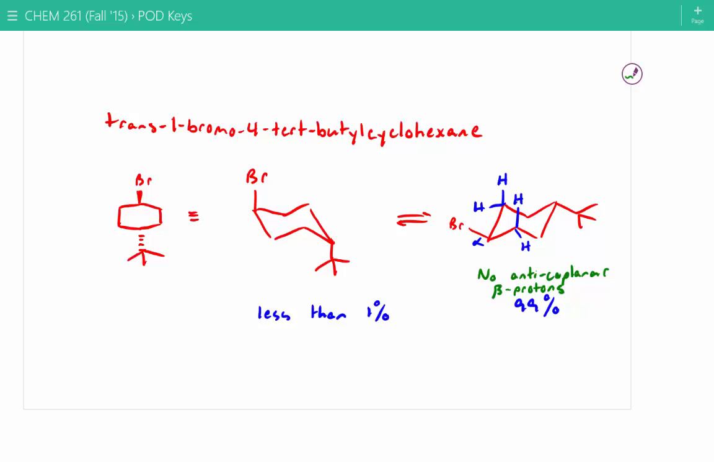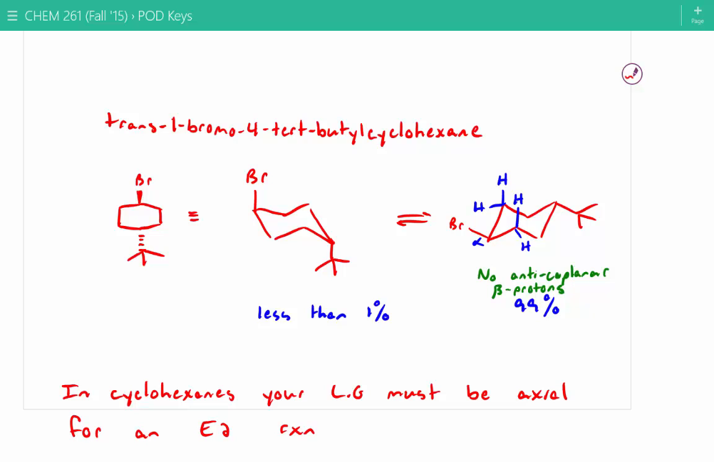So this is one of the unique examples where the boat conformation does matter for a cyclohexane. We just aren't going to spend too much time on boat conformations because most of the reactions we will see rely on the chair conformation. The key thing to remember with this is that in cyclohexanes, your leaving group must be axial for an E2 reaction to occur.